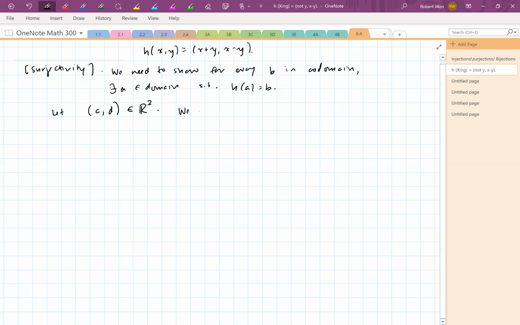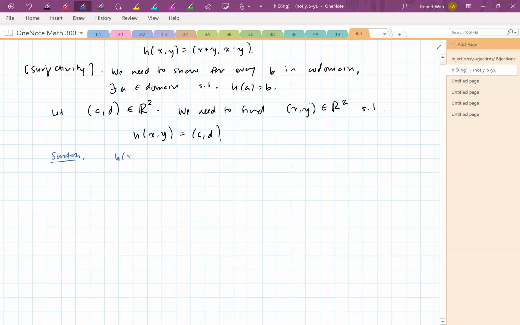What do I need? We need to find some (x, y) in the domain such that h(x, y) equals (c, d). If I can do this for this arbitrary (c, d), that means that I can hit everything in the codomain. So how do we find it? This is now just scratch work.